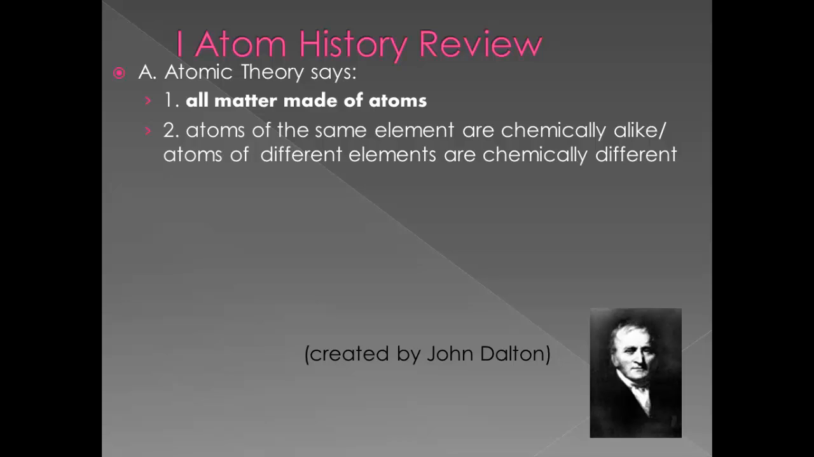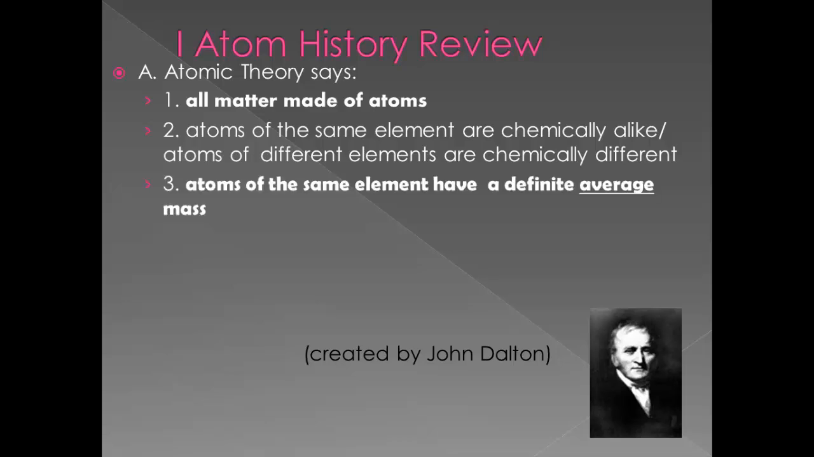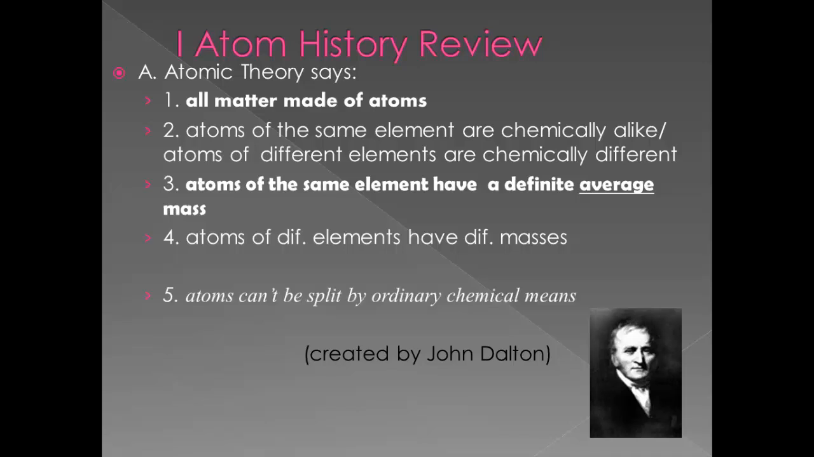Atoms of the same element are chemically alike. Atoms of different elements are chemically different. Atoms of the same element have definite average masses, and remember we have an equation for calculating the average mass of an element, or all the isotopes of the element. Atoms of different elements have different masses, and atoms can't be split by ordinary chemical means.